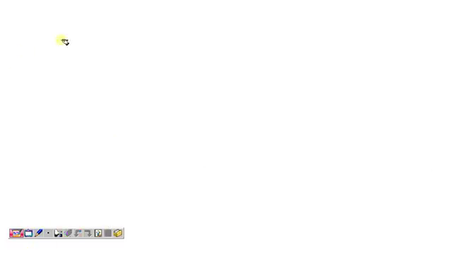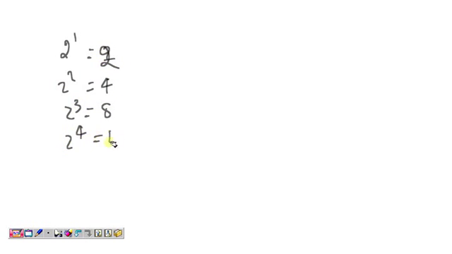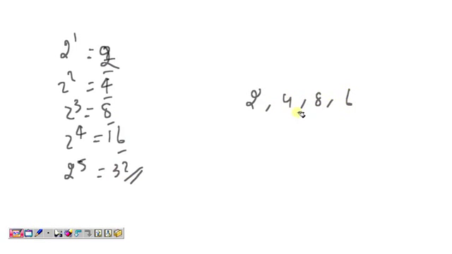Let's consider the table of 2. You have 2 power 1 is 2, which is easier. 2 square is 4, 2 cube is 8 and 2 power 4 is 16. So this one is 2, 4, 8, 6, and 2 power 5 is 32. See the cycle is repeating again. So it will go like 2, 4, 8 and 6.